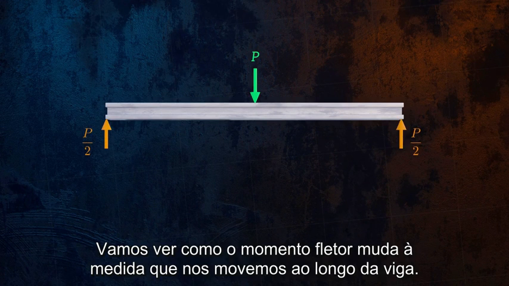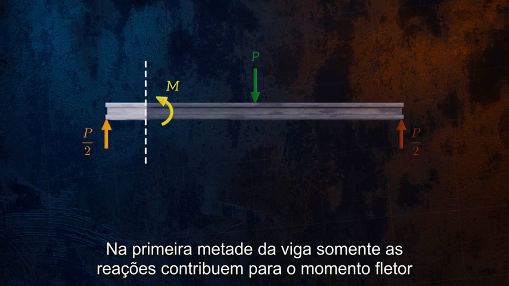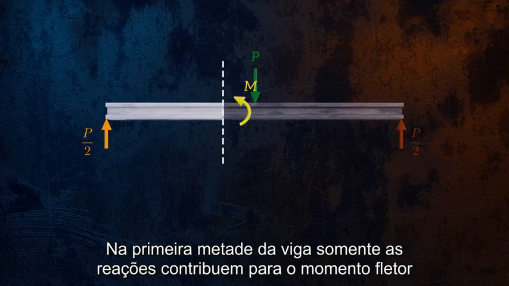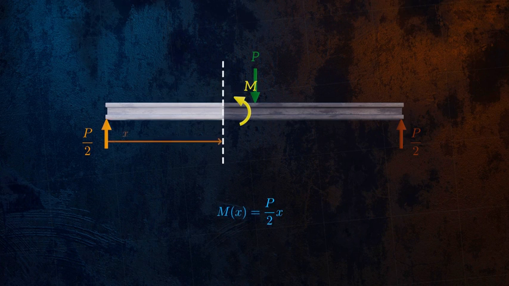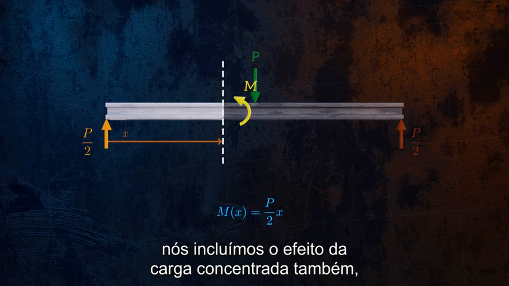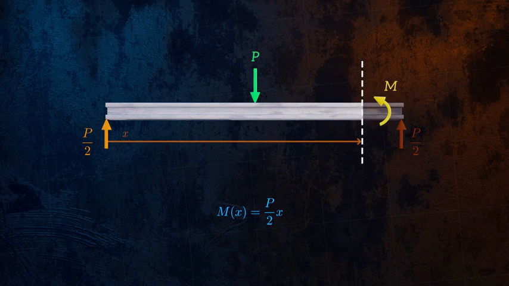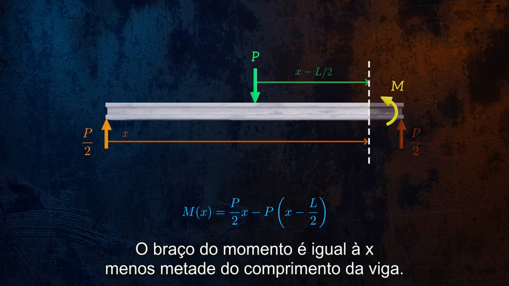Let's see how the bending moment changes as we move along the beam. In the first half of the beam, only the reaction force contributes to the bending moment, and the moment arm is equal to x. But once we get past halfway, we need to include the effect of the concentrated load as well. And so the bending moment expression has to include an additional term. The moment arm is equal to x minus half the length of the beam.